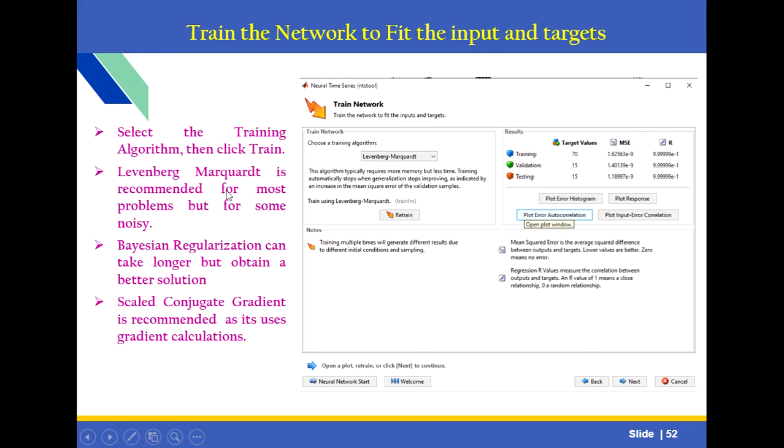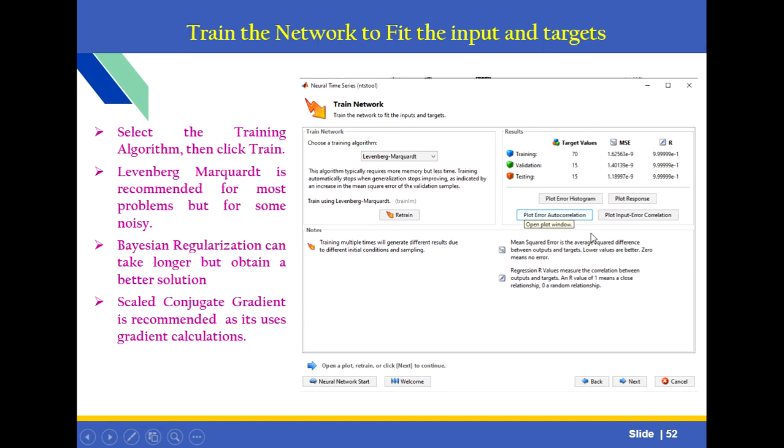Training stops when the maximum number of iterations is reached, or when validation stops improving, as indicated by an increase in the mean square error of the validation samples. This Levenberg algorithm is mostly recommended for most problems, including networks having noise. Bayesian regularization can take longer for training, but obtains a better solution. The scaled conjugate gradient is recommended as it uses gradient calculation. To calculate the gradient value, you use the scaled conjugate gradient algorithm.